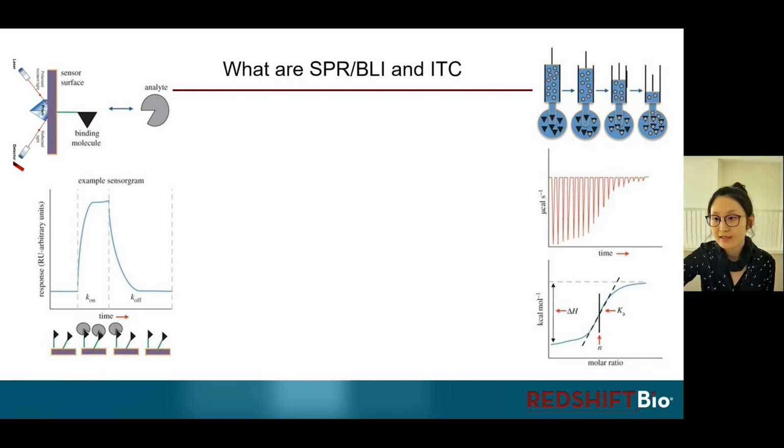And now let's talk about ITC, which stands for Isothermal Titration Calorimetry.